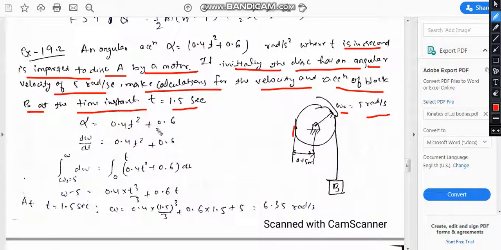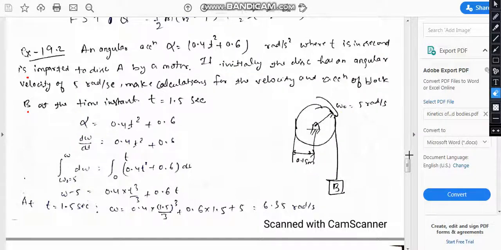So alpha equals 0.4 t square plus 0.6. So d omega by dt equals 0.4 t square plus 0.6, and we can integrate this equation from omega 0, that is 5, to the final angular velocity omega, and t from 0 to t. Here t is 1.5 second, and by solving this equation we find the value of omega is 6.35 radian per second. Now that we have the value of omega, we can easily find the value of alpha.